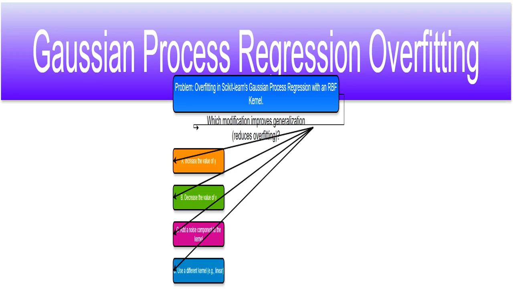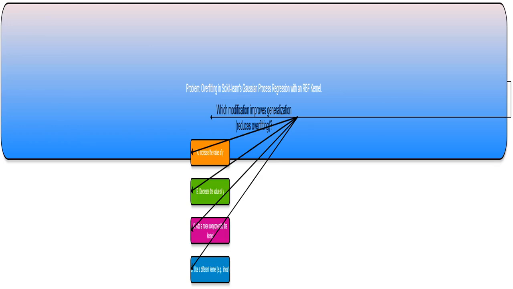I'm tackling a problem where a Gaussian process regression model, using a radial basis function, RBF, kernel, is overfitting the training data. This means the model is performing too well on the training data but poorly on new, unseen data. The goal is to improve its generalization capability. Sklearn is a popular Python library for machine learning. I'm using its Gaussian process regression, GPR, tool with an RBF kernel to build a predictive model.